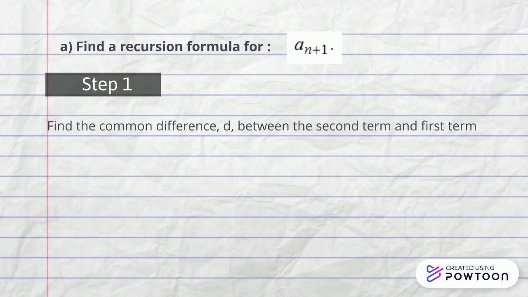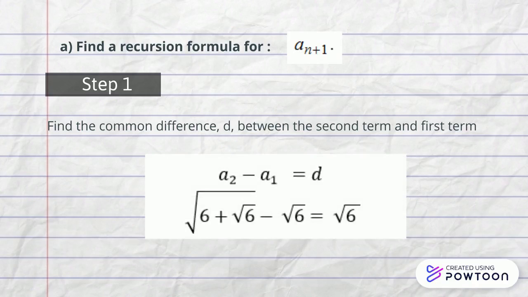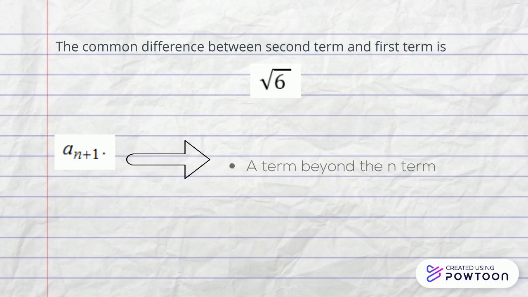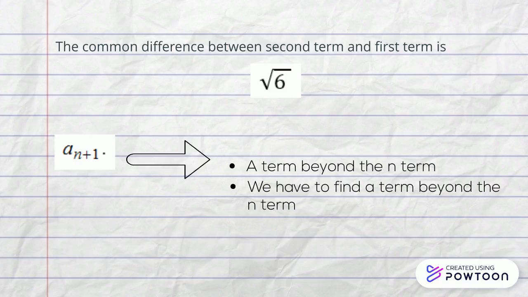Step number 1, find the common difference between the second term and the first term. So the difference between the second term and the first term is equal to square root of 6. So the n plus 1 term is actually a term beyond the n term, and we have to find a term beyond the first term actually.